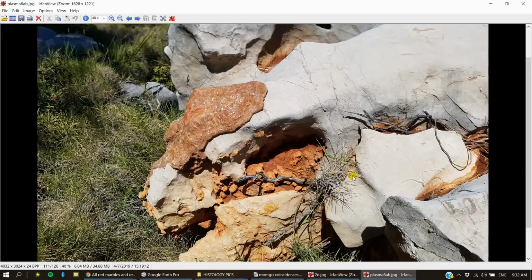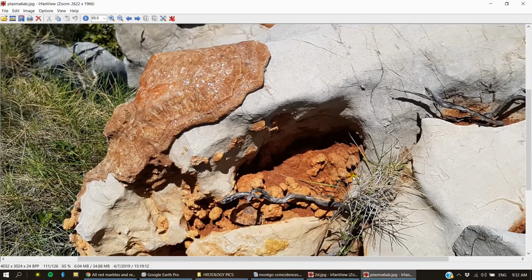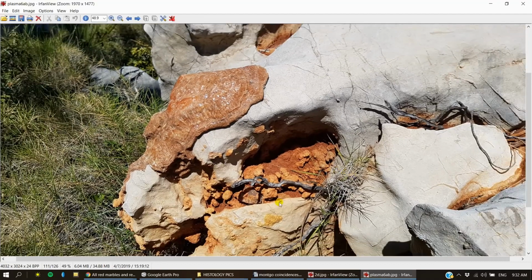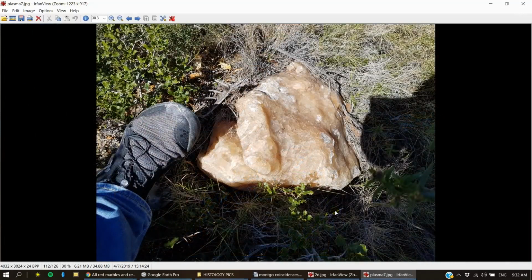And here you can see the exact same thing attached to a rock. So you've got the iron-rich blood, and then you have this plasma stuck to the side, just like an egg white stuck to something. This is a beautiful crystal that I found, and it's huge.